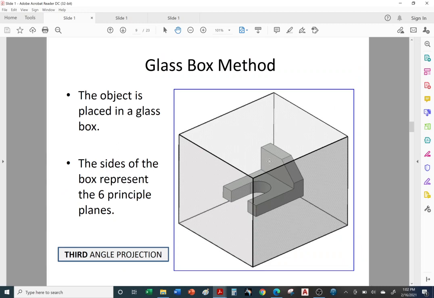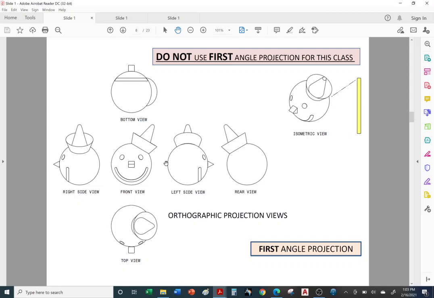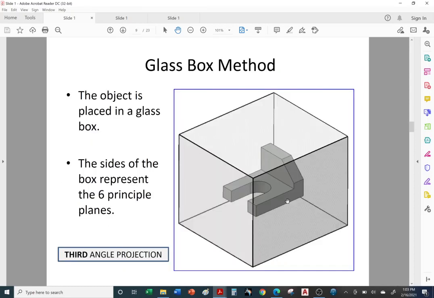Okay, so another way to describe orthographic projections. In this case, we're not going to use a custom-made box for the perfect fit. Here we're intentionally using a larger box. So imagine you take your object and you place it inside of a box. So again, we're going to still cover orthographic projections. So another way is by placing the part in a glass box.